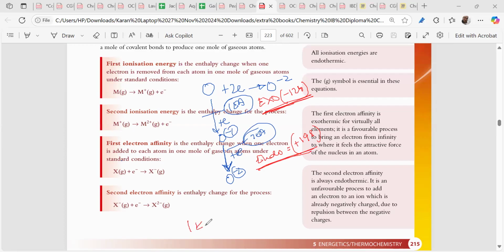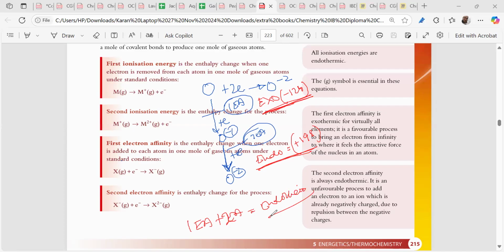Now write down this: the first electron affinity and the second electron affinity will be endothermic overall. This bit you have to know. Clear, everybody?